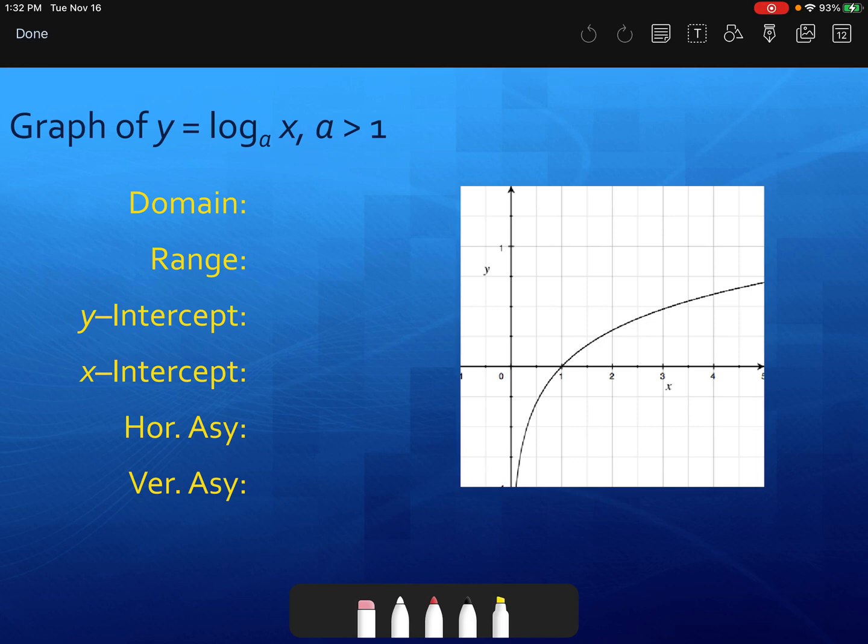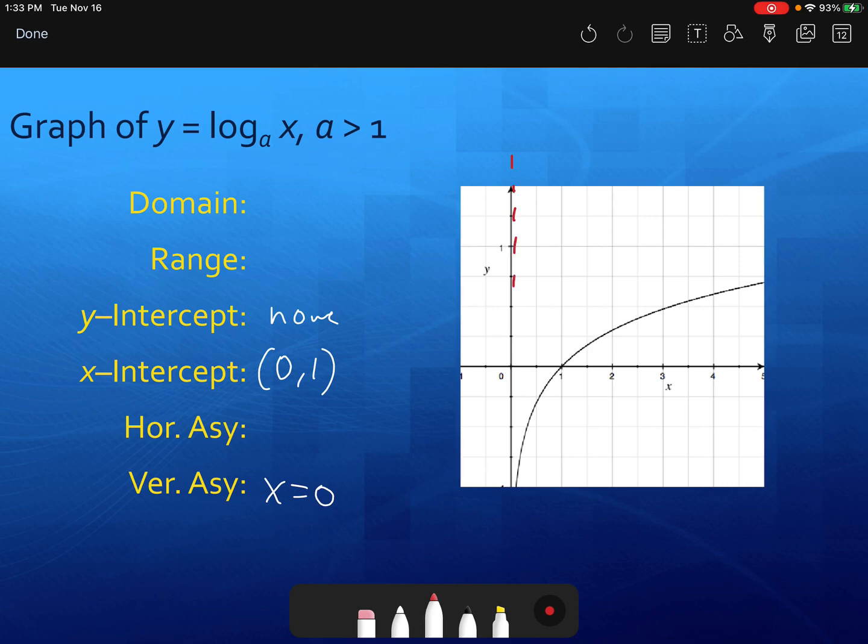And the first thing we want to do is simply look at y equals log base a of x when a is greater than 1. So generally speaking, this is what the graph would look like. We would have an x-intercept of (1, 0), and there would be no y-intercept. And the reason is because the vertical asymptote exists at x equals 0.